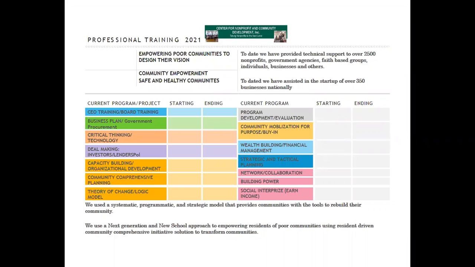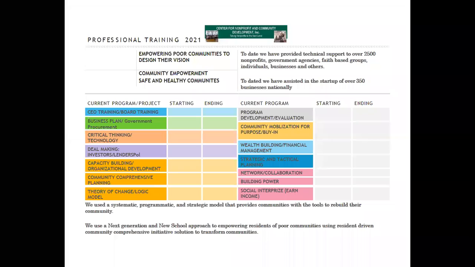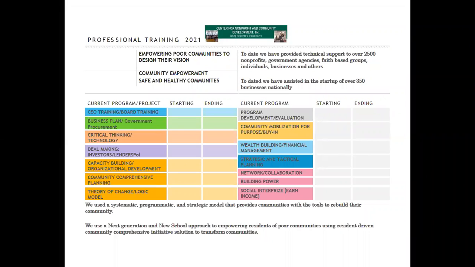Networking and collaboration is another key component to a successful organization, and we teach you how to build relationships. Building power is a key component: how do organizations, especially poor communities, position themselves in a position of power to design and control their transformation.